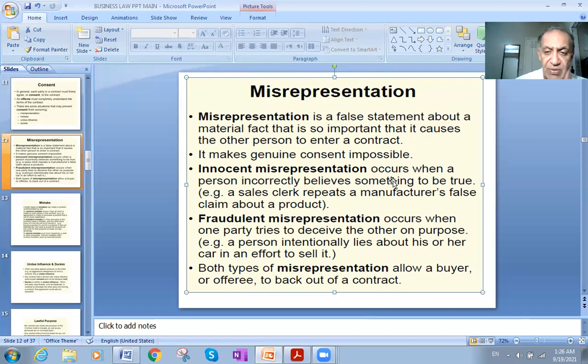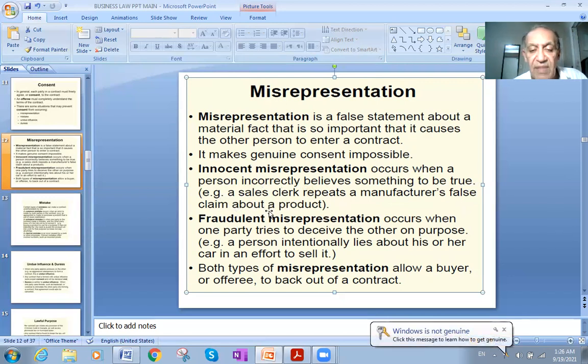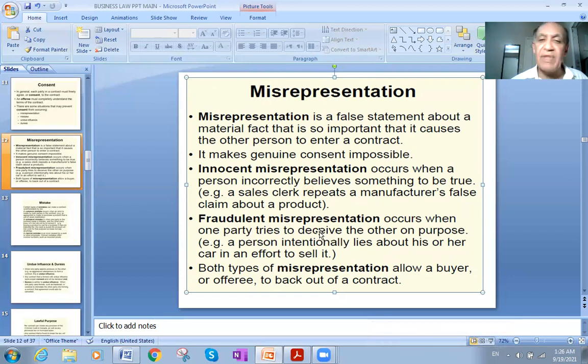Innocent misrepresentation occurs when a person incorrectly believes something to be true. For example, a sales clerk repeats a manufacturer's false claim about a product. Fraudulent misrepresentation occurs when one party tries to deceive the other. So if I want to cheat you, I will hide some facts. I will try to change the truth.